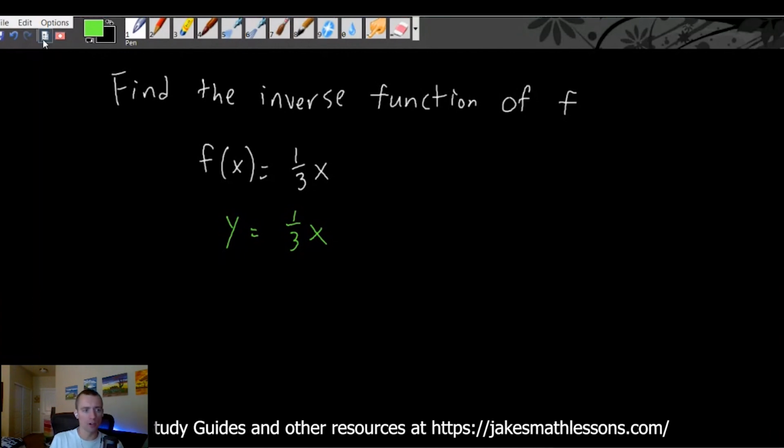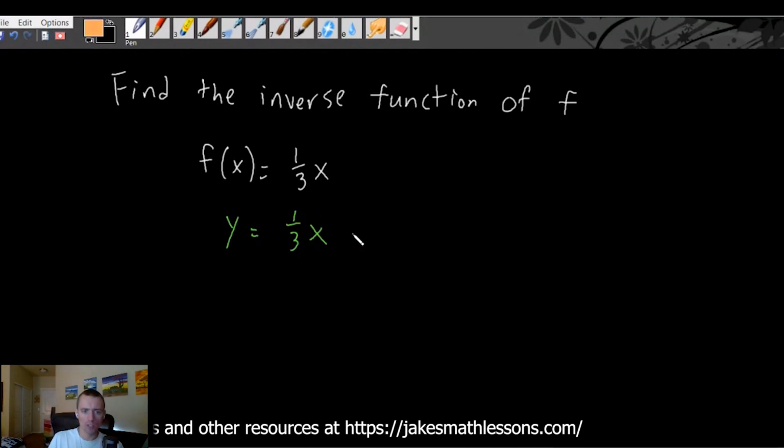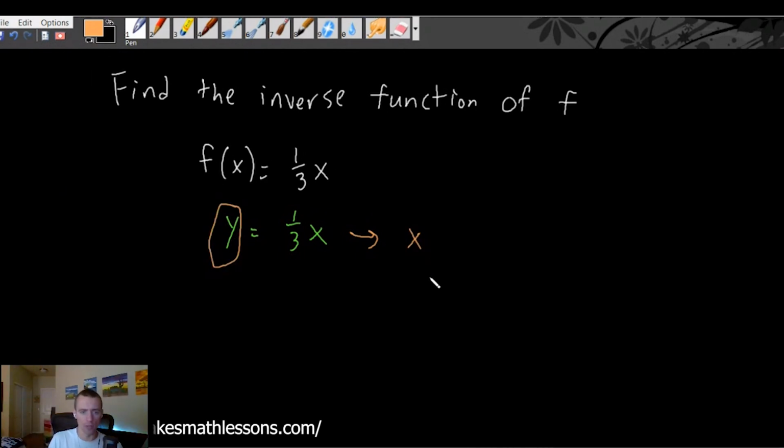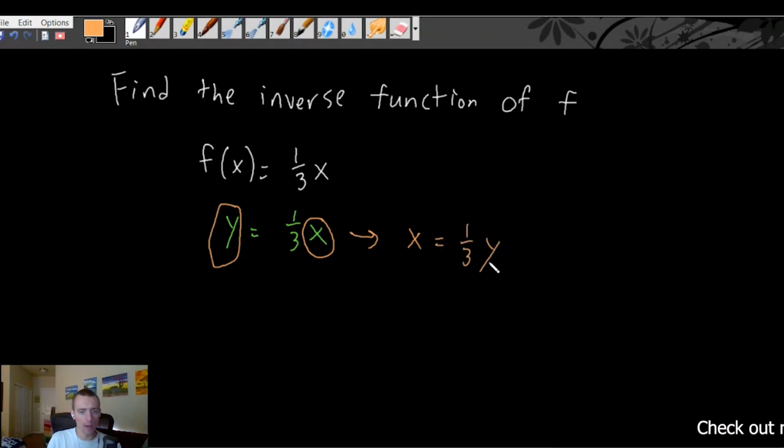So now to find our inverse function of this, we're just going to switch our x's and y's. Wherever we see a y, which should just be this one spot here, we're going to change it to an x. And wherever we see an x, there could be multiple, in this case we only have one, you're going to change it to a y. So we're going to get x equals 1/3 y.